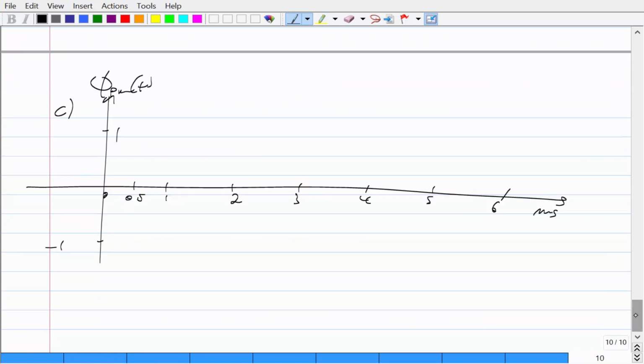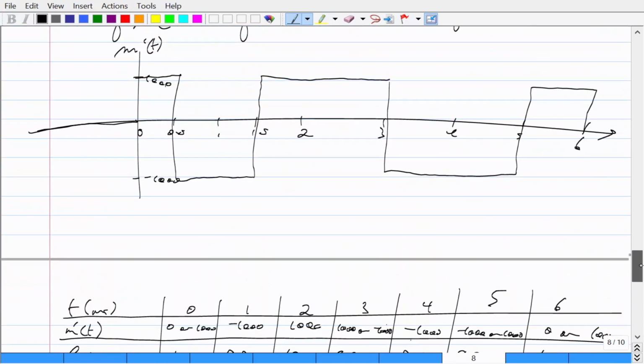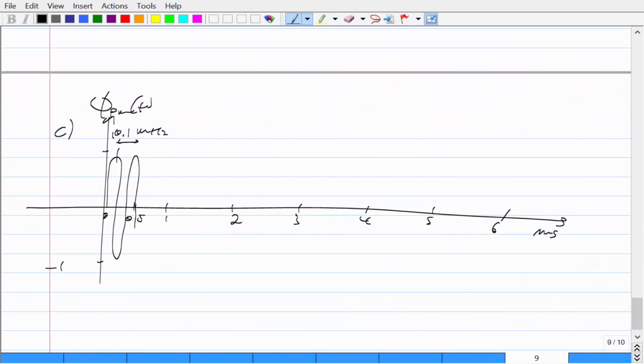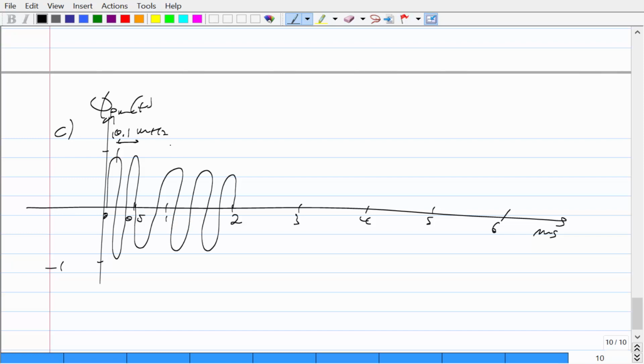So it's going to fluctuate between -1 and 1. But what's going to happen is between here and here, you're going to get some frequency like this. Oh, sorry, between 0 and 0.5, it's going to look like this. So between here and here, this is 10.1 megahertz. And between 0.5 and 1.5, it slows down a little bit. So it's going to look like this. Between here and here is 9.9 megahertz.